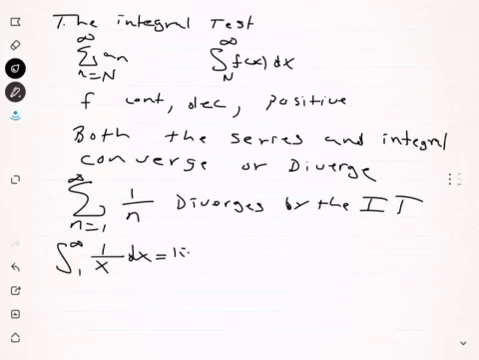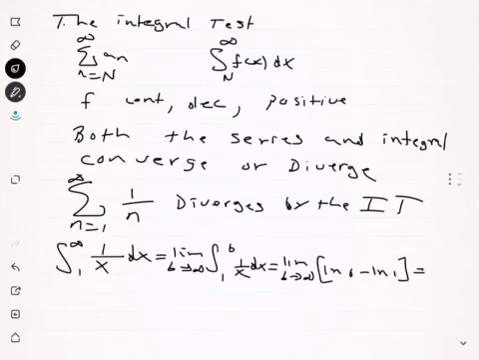This is just the limit as b approaches infinity of the integral from 1 to b, 1 over x dx, and this is just the limit as b approaches infinity of the natural log of b minus the natural log of 1, like this, and this equals infinity. So because the integral diverges, the series diverges. This is called a harmonic series.